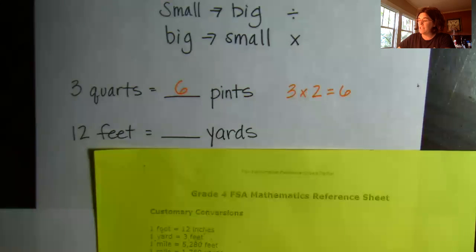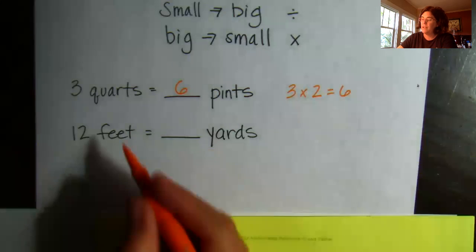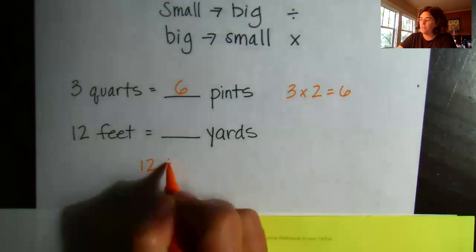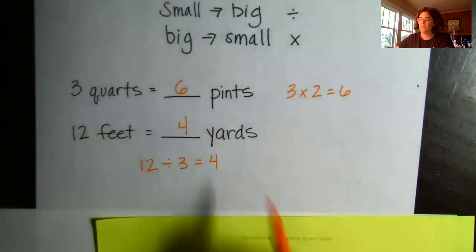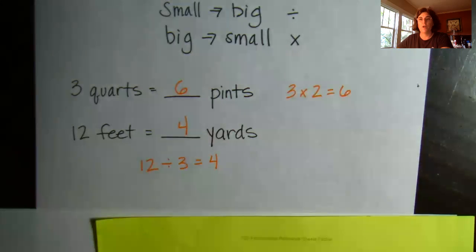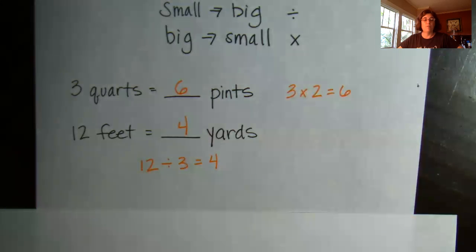So I'm going to take that information from my reference sheet. 1 yard equals 3 feet. I'm going to divide 12 by 3 to get 4. 12 feet equals 4 yards. All right, good job. So that should all have been reviewed for you.